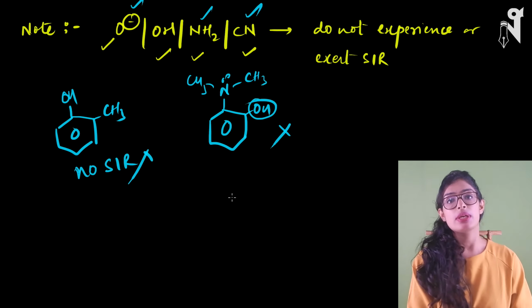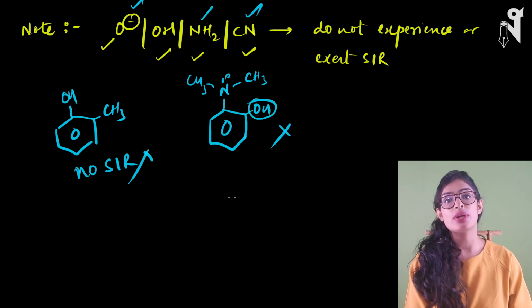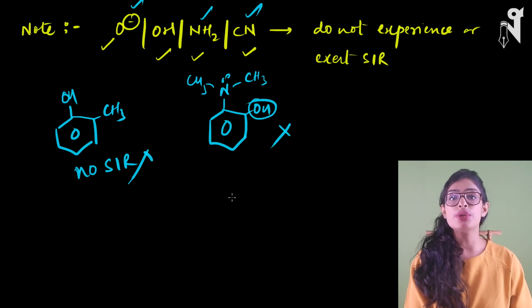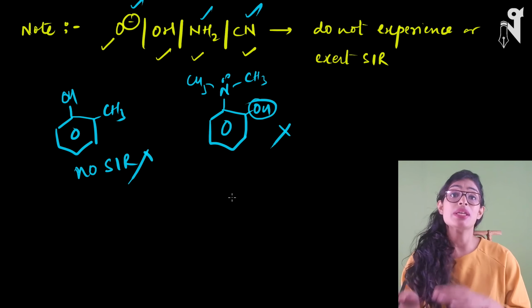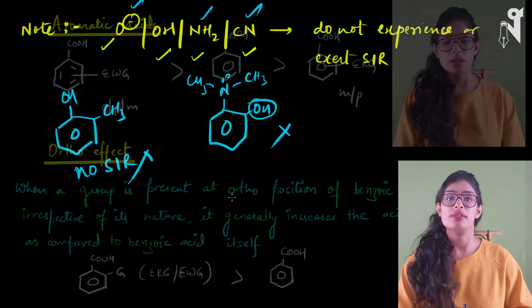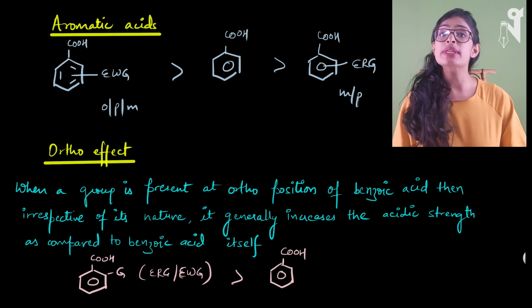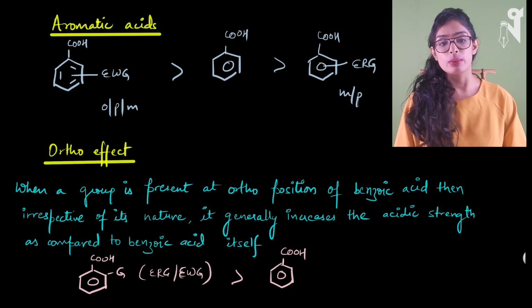Now let's talk about the ortho effect, which is very important to understand the acidic strength of substituted benzoic acids. That is based on this SIR, hence we have covered SIR first, and now we will understand the specific case of benzoic acid. So what is the ortho effect? Ortho effect is very specific to benzoic acid. We use this term for benzoic acid only.